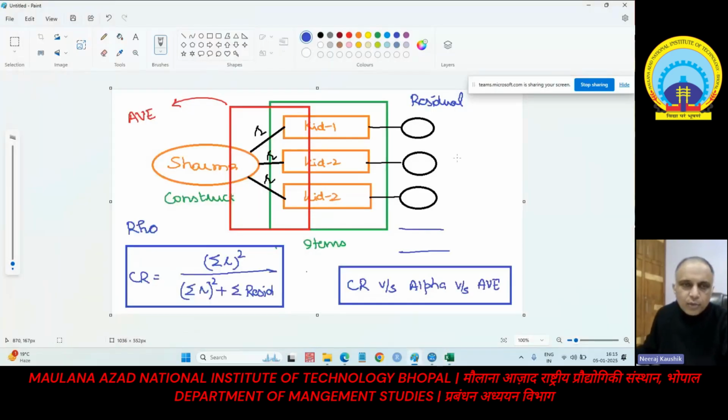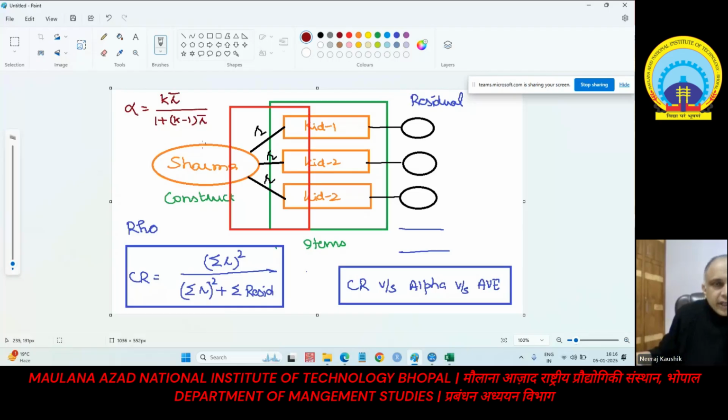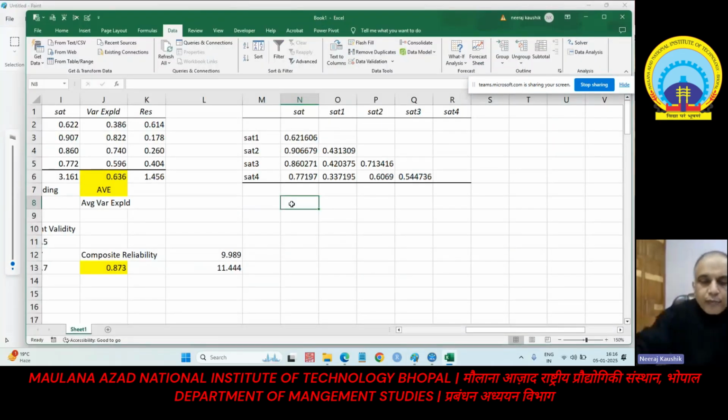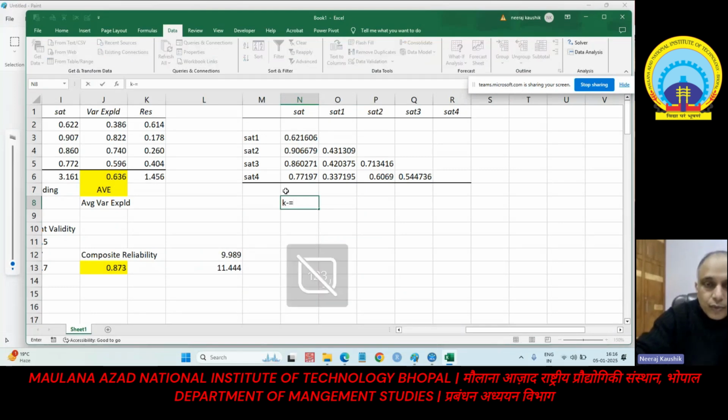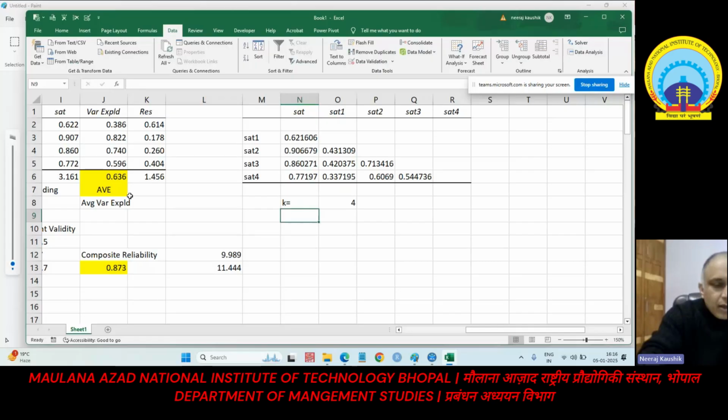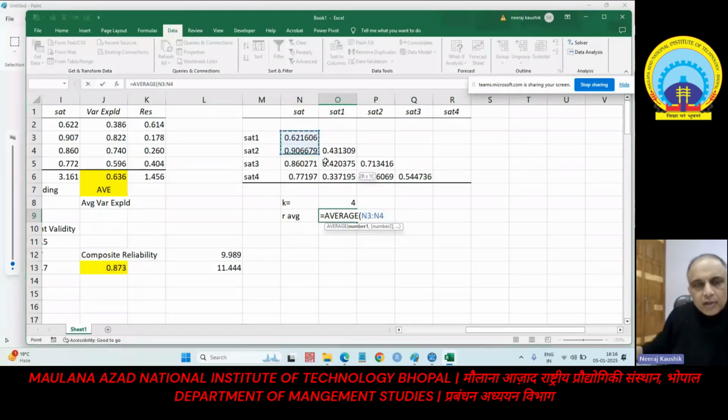So the Cronbach alpha formula is given as, so where should I write? The formula is alpha is equal to K R bar divided by 1 plus K minus 1 into R bar. K means the number of items. Number of items is 4, so K is equal to 4 here. What is R bar? R average. Take the average of all of these, the average of all of these numbers.